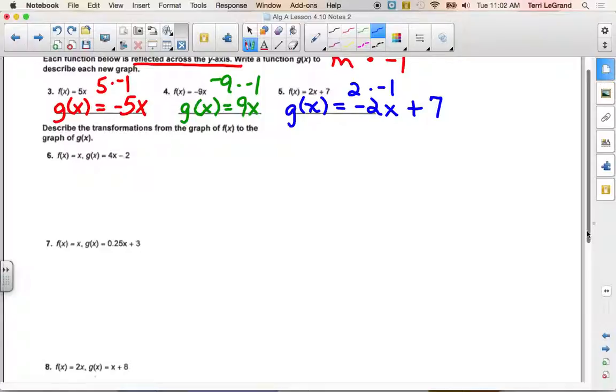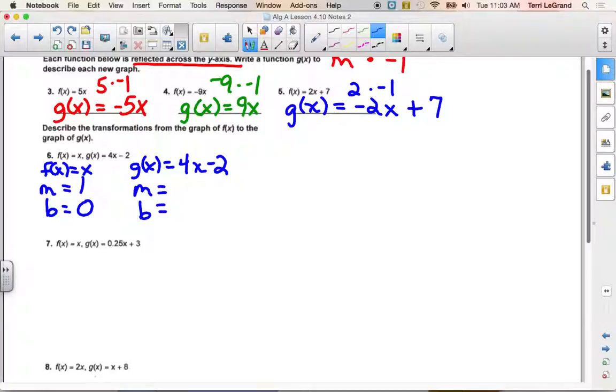Okay, so here's what we're going to do. We don't have to graph, we just have to describe it. We're still going to do the same thing we were doing when we were graphing. We're going to say, if we have f(x) = x, and we have g(x) = 4x - 2, we still are going to identify their slopes and their y-intercepts to help us decide what would happen on a graph. So first one's our parent function, isn't it? f(x) = x.